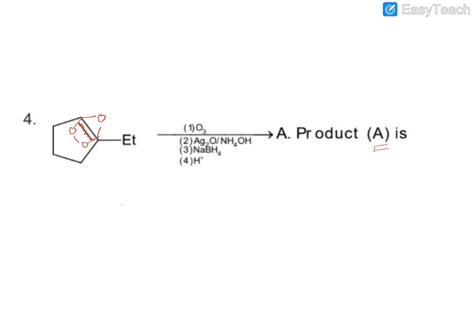Now, by the reaction of ozone, it makes CHO at this carbon and another carbon is double bond oxygen, that means ketone. This is the reaction by the first.